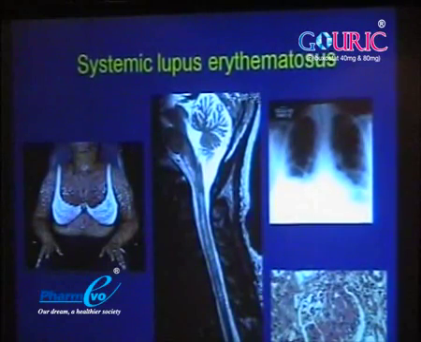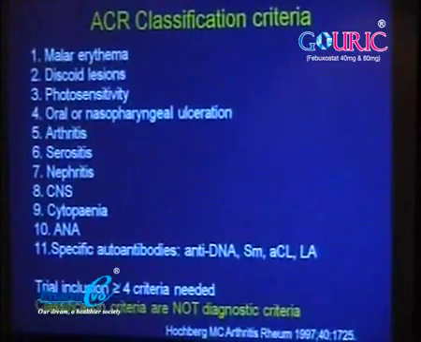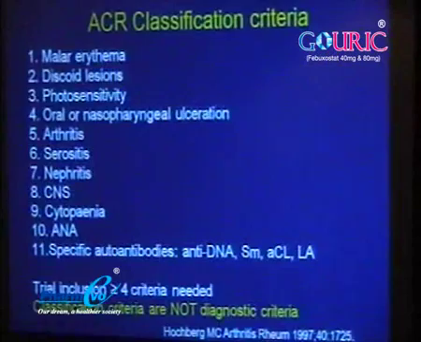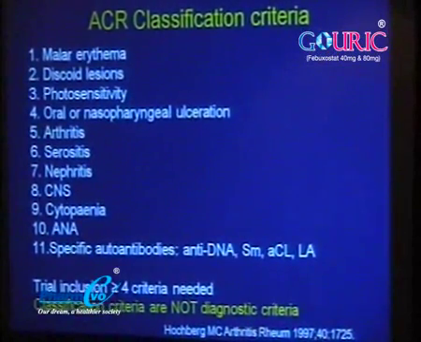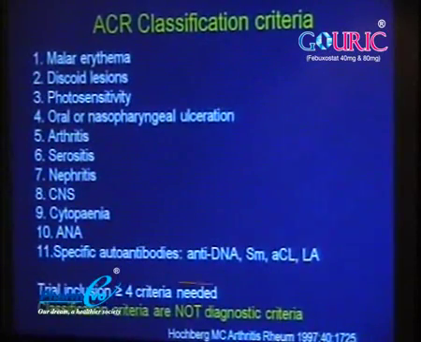So we know that lupus is a multi-system disease with many different, very challenging manifestations. There are no diagnostic criteria. It's important to recognize that these ACR classification criteria are just that, classification criteria, and for inclusion in clinical trials you need 4 or more of these 11 criteria.